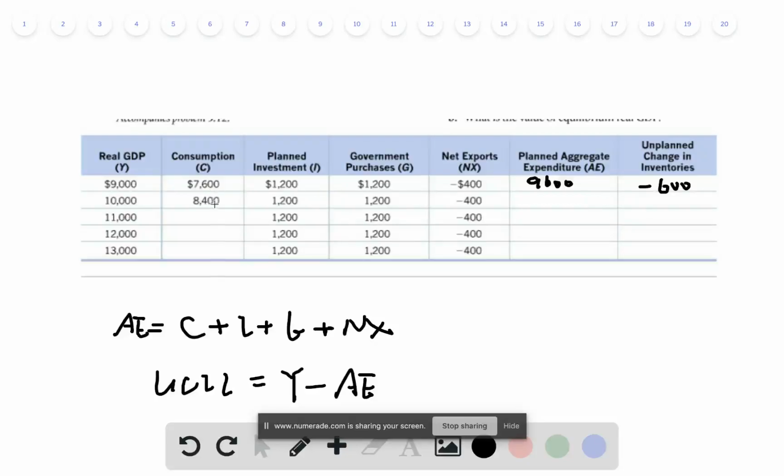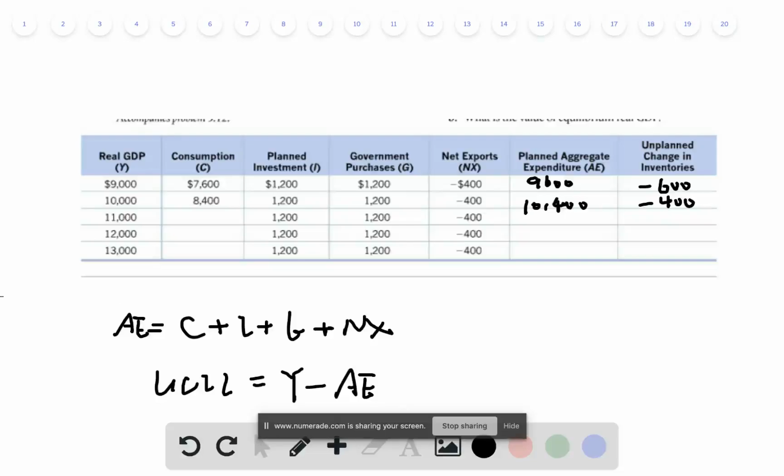Okay, and the same thing for the second row. If we add up consumption, investment, government purchases, and net exports, we can get the aggregate expenditure. If you do the calculation, it should be 10,400. And unplanned change in inventory should equal real GDP minus aggregate expenditure, so it should be negative 400.